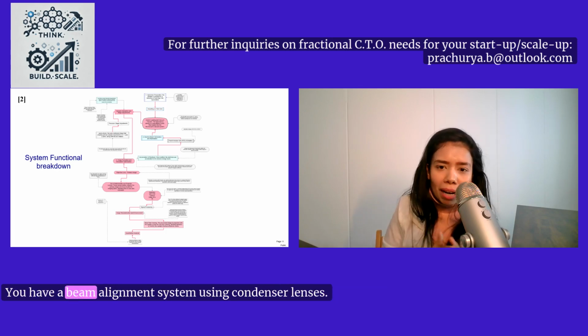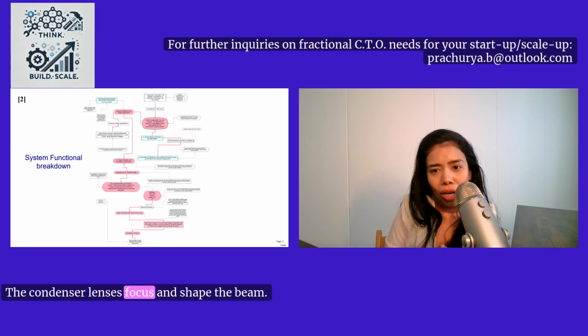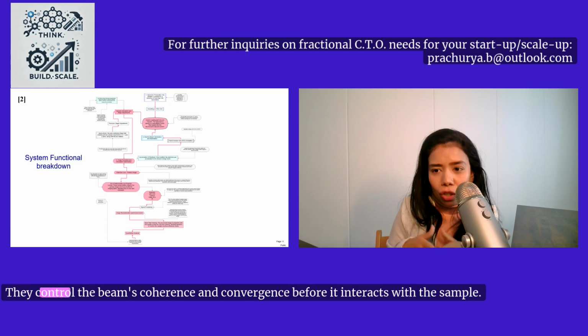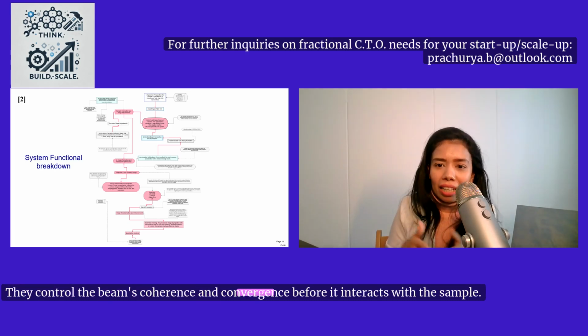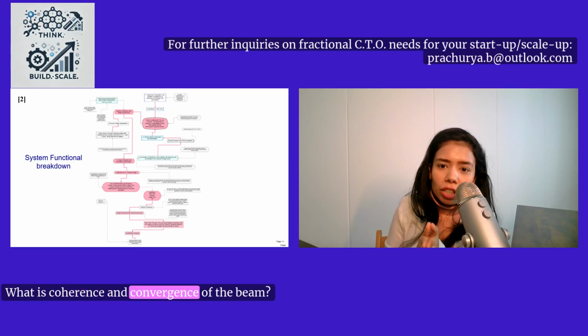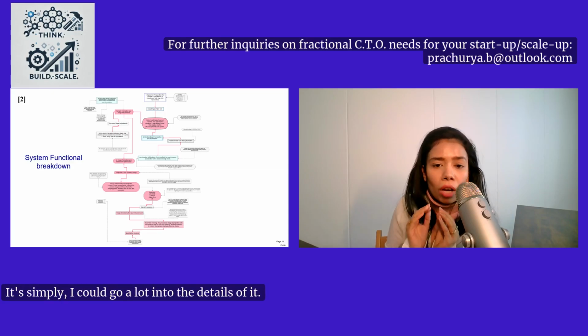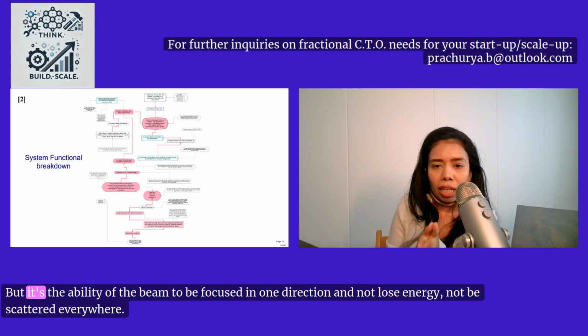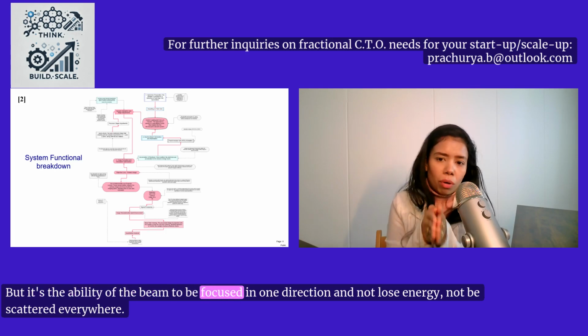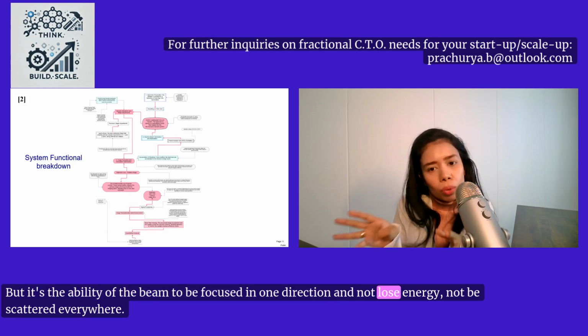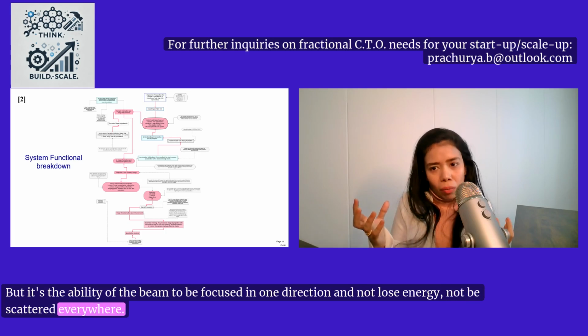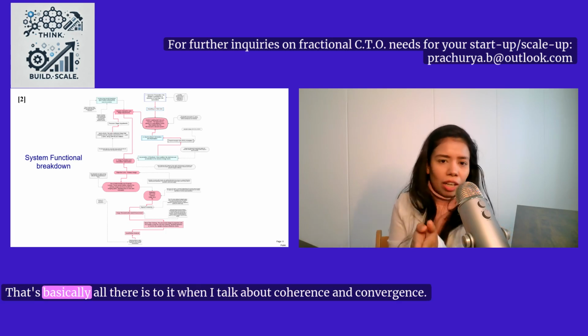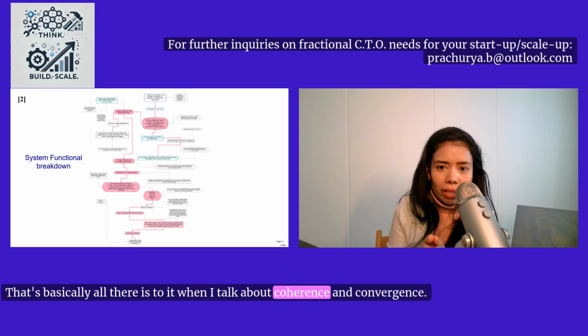You have a beam alignment system using condenser lenses. The condenser lenses focus and shape the beam. They control the beam's coherence and convergence before it interacts with the sample. What is coherence and convergence of the beam? I could go a lot into the details of it, but it's simply the ability of the beam to be focused in one direction and not lose energy, not be scattered everywhere. That's basically all there is to it when I talk about coherence and convergence.